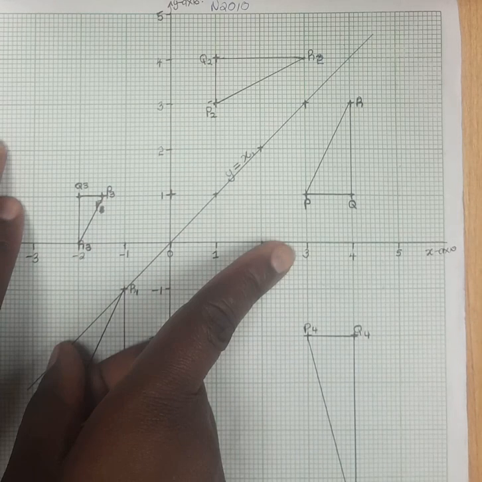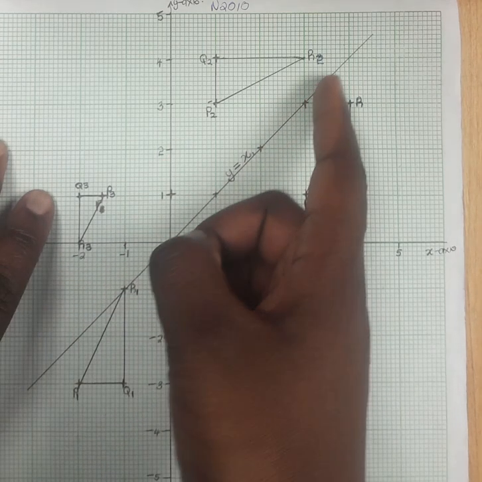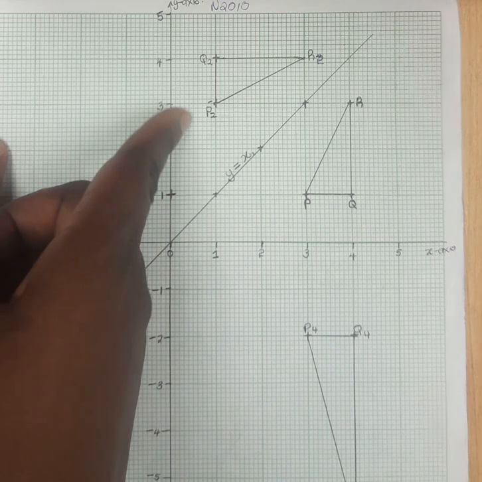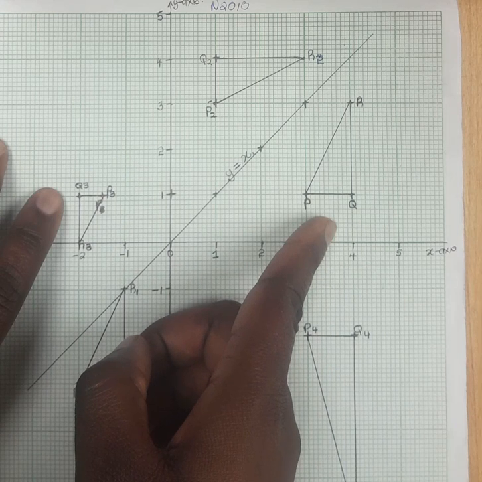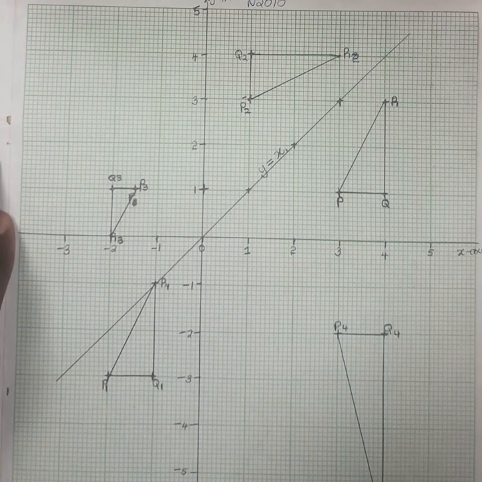And this is an example of reflection. We talk about the mirror line and also the object and image, they are facing exact opposite direction.